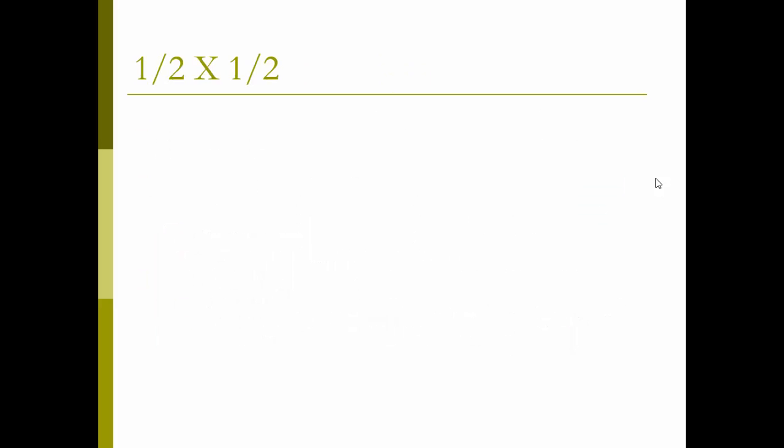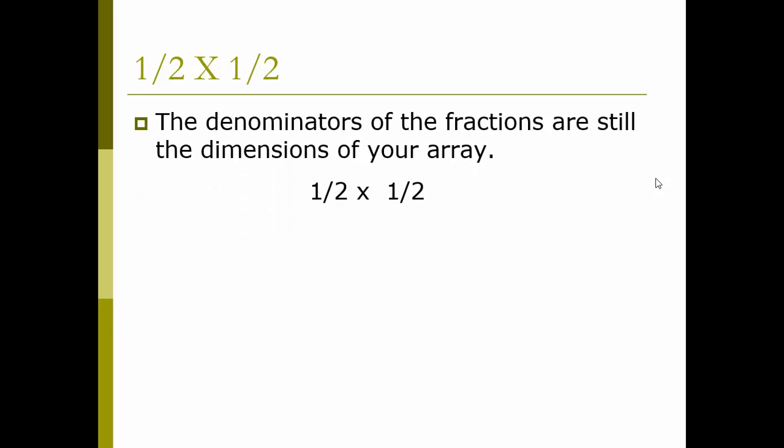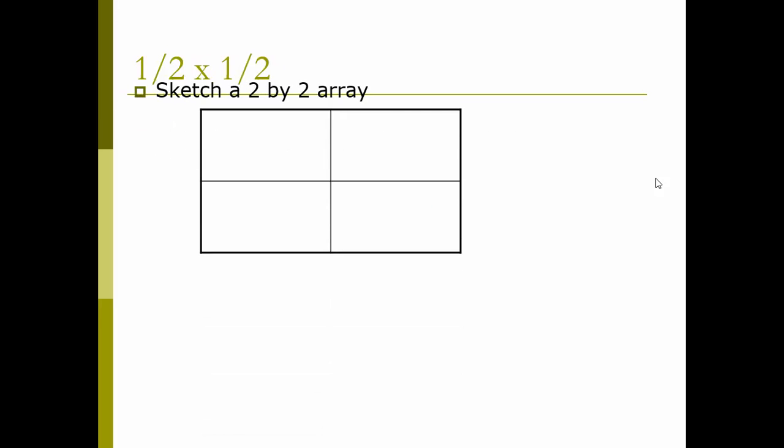So we're back to the same problem we've been working on. 1/2 times 1/2. Taking a moment, quiz yourself, what number is the denominator? Well, as we discussed before, the denominators of the fraction are still the dimensions of your arrays, so hopefully you've discovered that the 2 in both equations is going to be the dimension of your array. What this means is that we are going to have 2 rows and 2 columns. So creating a 2 by 2 array should look just like this.